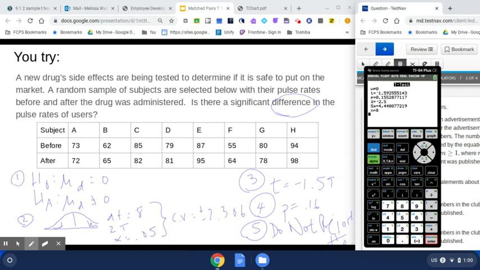P is greater than alpha, so P is not low. We do not reject the H0. So we're not rejecting the null hypothesis. So to answer their question, is there a significant difference in the pulse rates of users at alpha equal to 0.05? There is not sufficient evidence to show a significant difference in pulse rates. So we're saying again that there really is not a change in pulse rates when people use this drug.